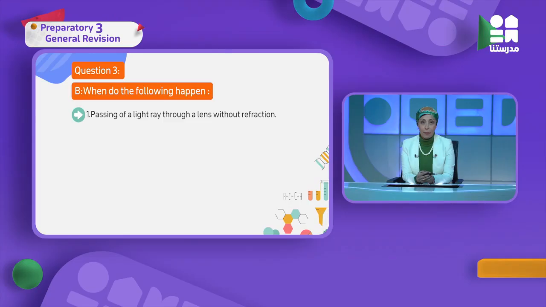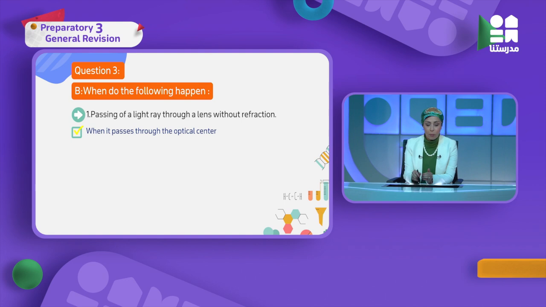When do the following happen? Passing of a light ray through a lens without refraction. When does the light ray pass through the lens without refraction? In one case only, which is when it passes by the optical center. Of course, right. So when it passes by the optical center.